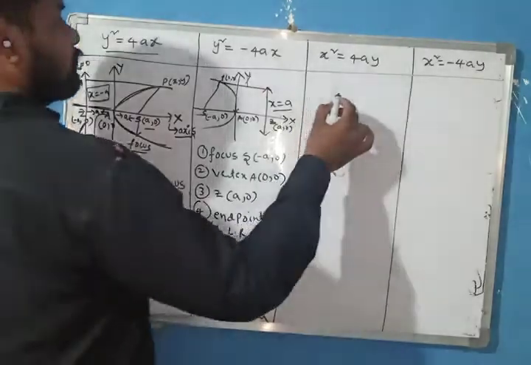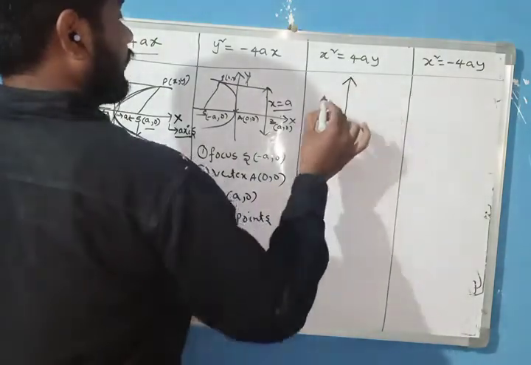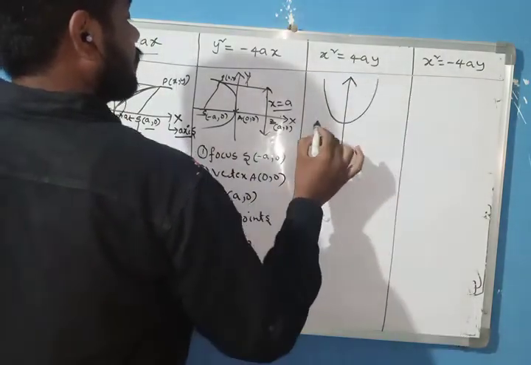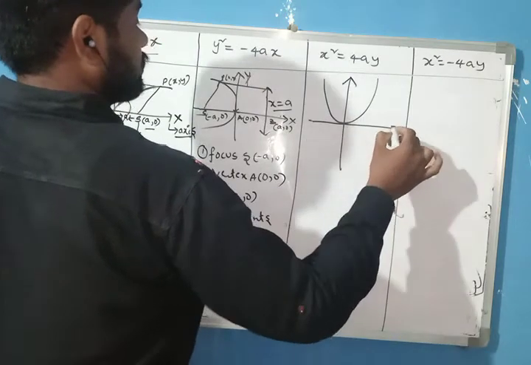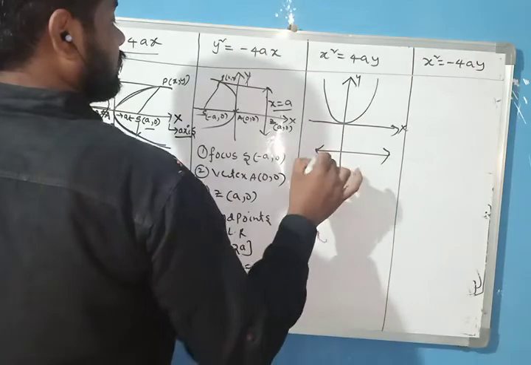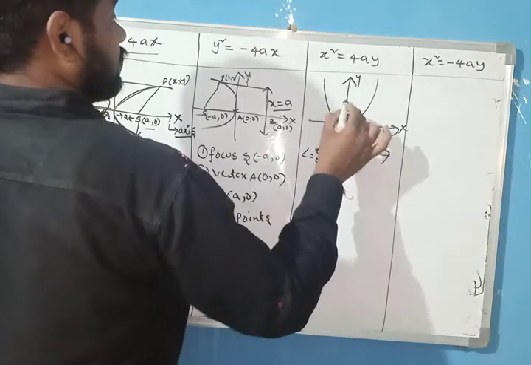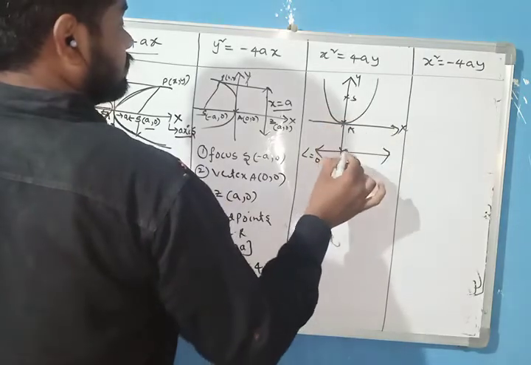Like that, x square equal to 4ay. Here the curve is parallel to the y-axis. The axis of the curve is parallel to the positive y-axis. It is y, it is x. Here the directrix is there, the directrix L equal to 0. After that, here vertex A, here focus S, here Z.